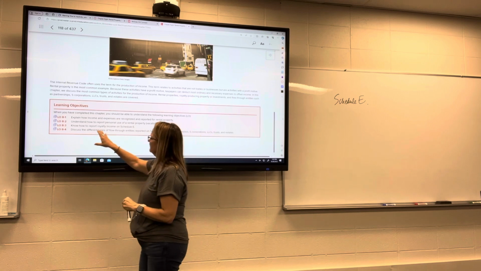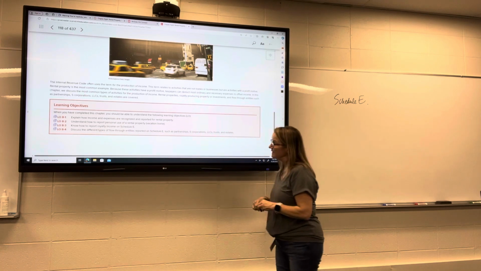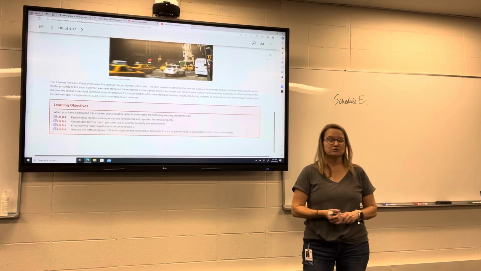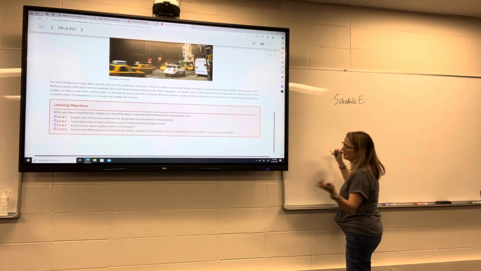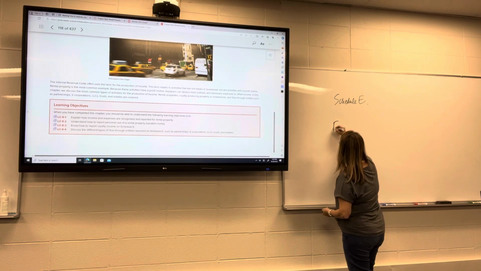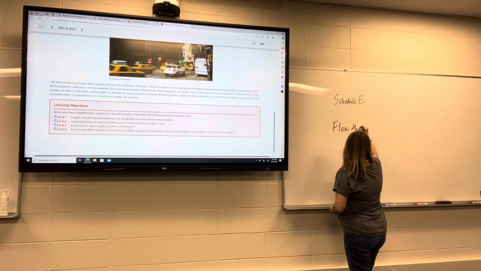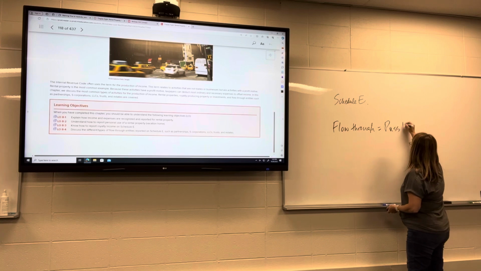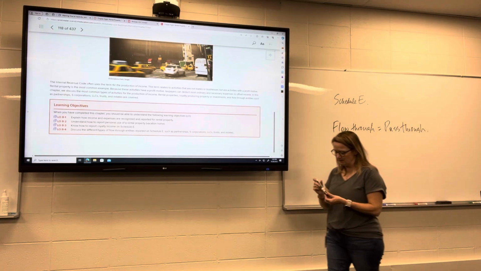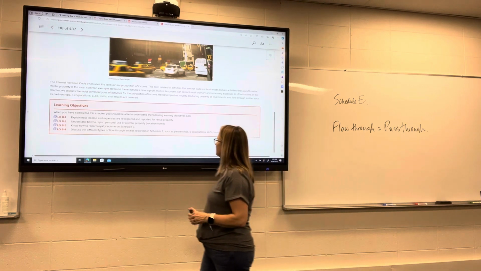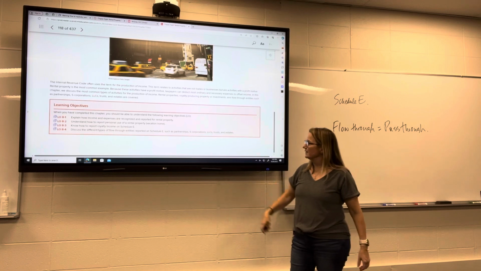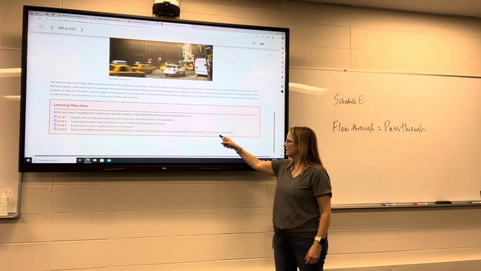The last type of income that we're going to talk about that goes on the Schedule E is income from flow-through or pass-through entities. So you'll hear me use both of those. Probably hear me say pass-through more than flow-through. They're the same thing. Pass-through, flow-through entities. These are entities like partnerships, S corporations, trusts, and estates.